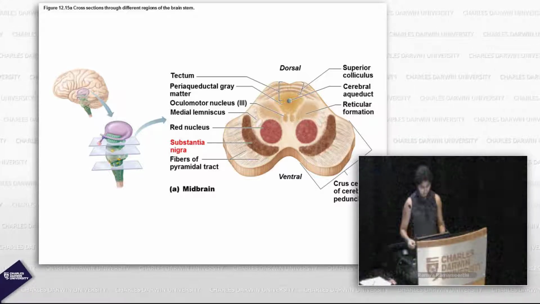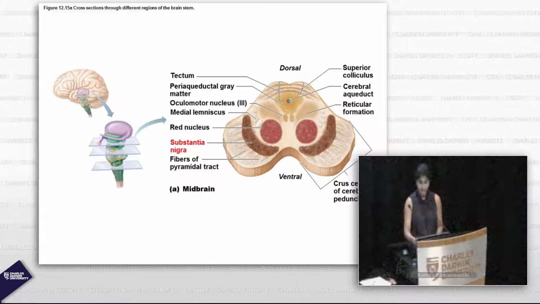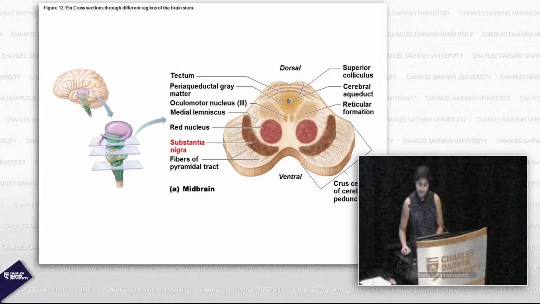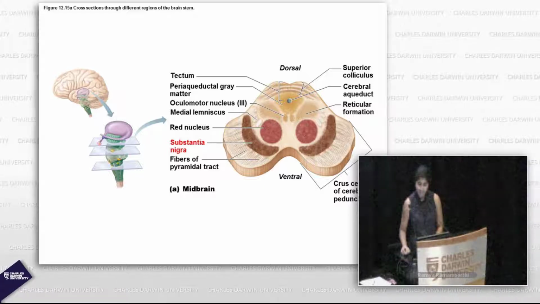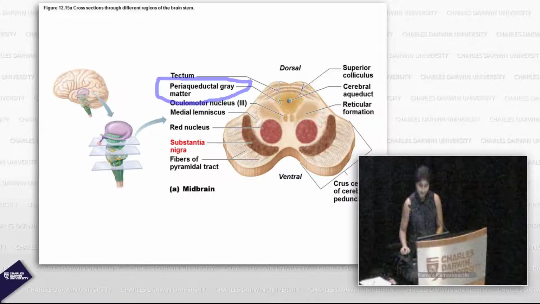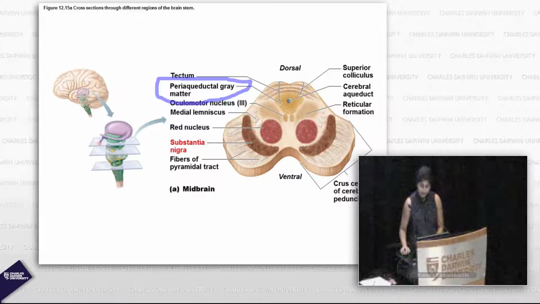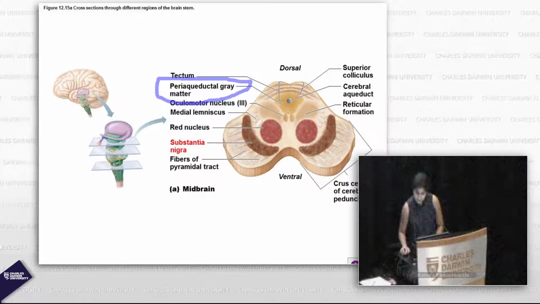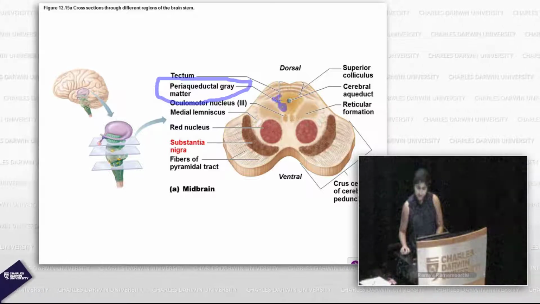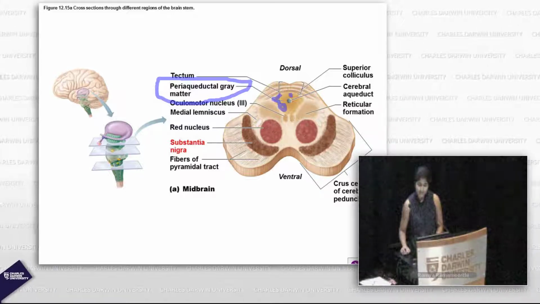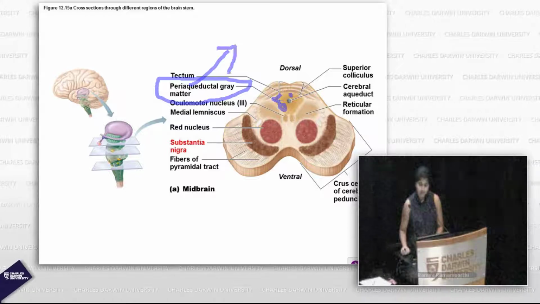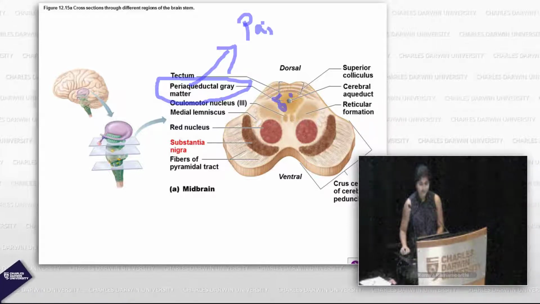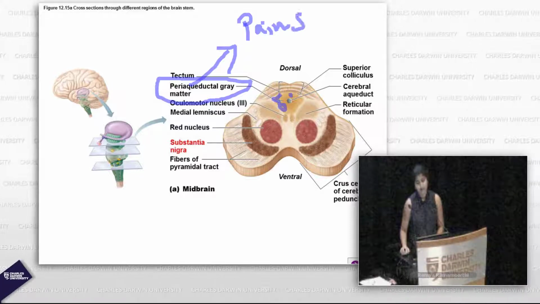We weren't able to see the periaqueductal gray matter in the other view, but you can see it here, basically this structure. The periaqueductal gray matter is involved with pain suppression and also fight or flight responses.